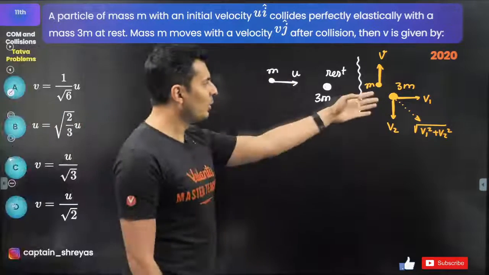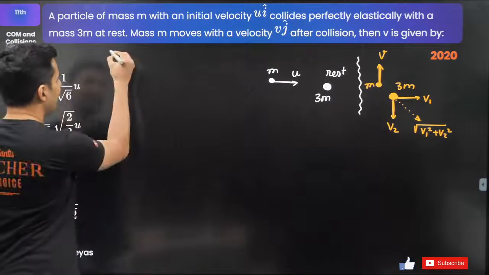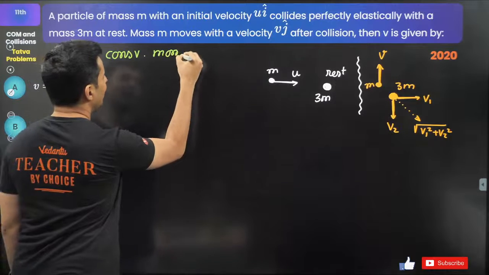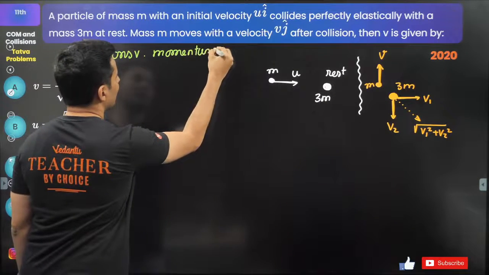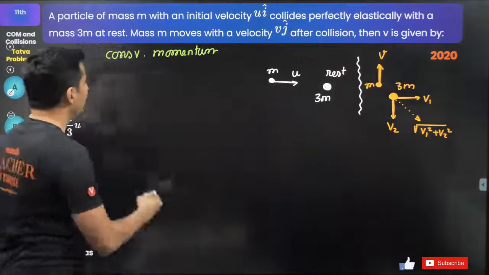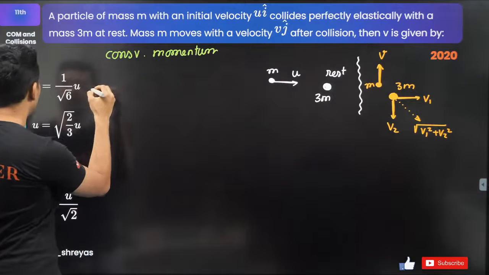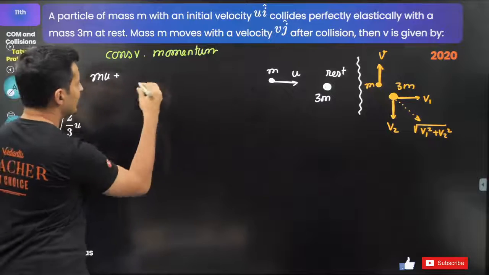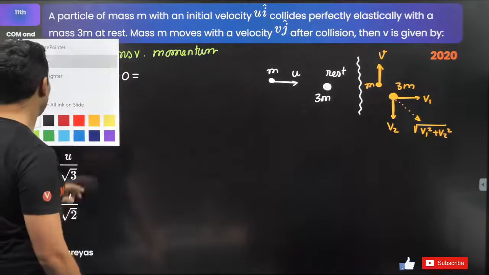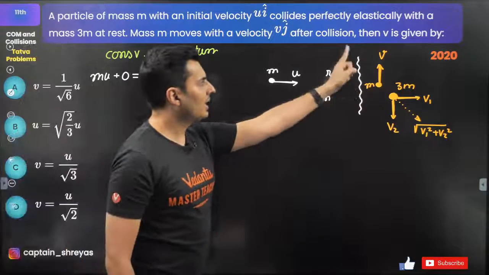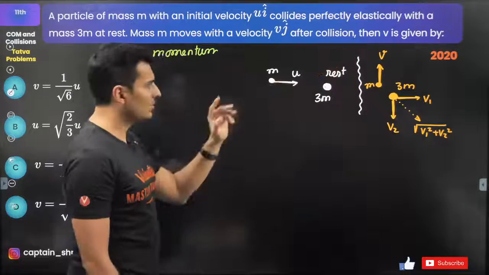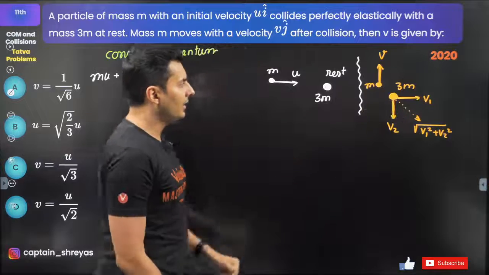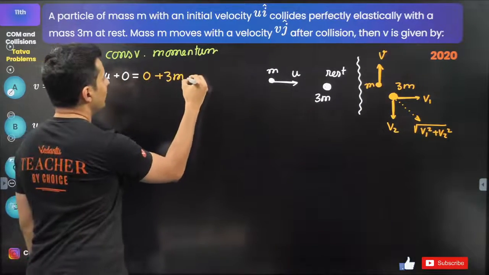So conserving the momentum, guys, in X direction and Y direction. Conserve the momentum. So initial momentum, well, that is just mu. The other guy is at rest, so 0 is equal to final momentum in X. This guy is not moving in X, it's moving in Y, so nothing over there. Plus, this guy in the X direction is 3m into V1.